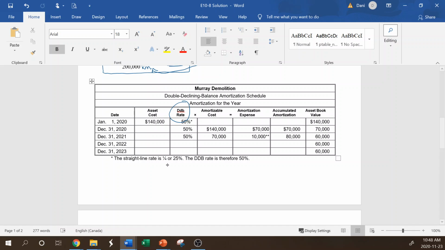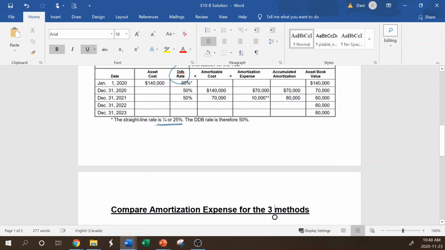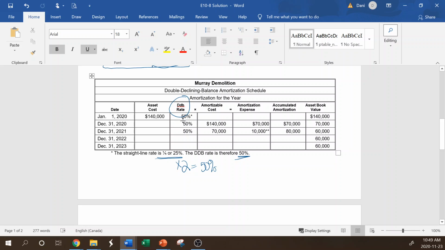Okay, so now the straight line rate, the 1 over 4, or the 25%, we're using double declining, so we multiply that by 2, and that gets us this 50% that we see there and see in the question. So double declining, you use that rate, but we're multiplying by the book value of the asset. So we don't really need it in the first year. The first time we record amortization is December 31st, 2020. So we take this rate of 50% and don't times it by the amortizable cost, times it by the book value.